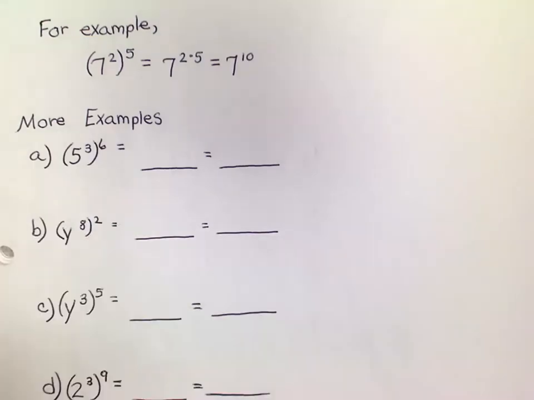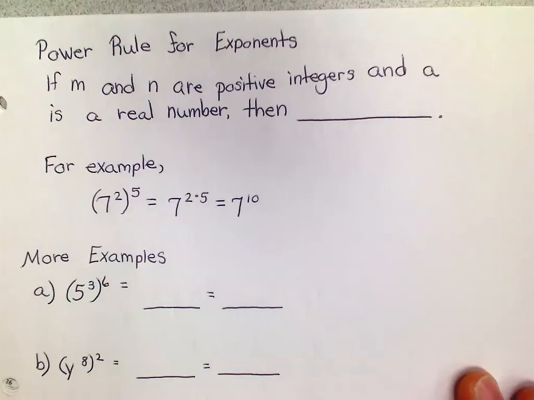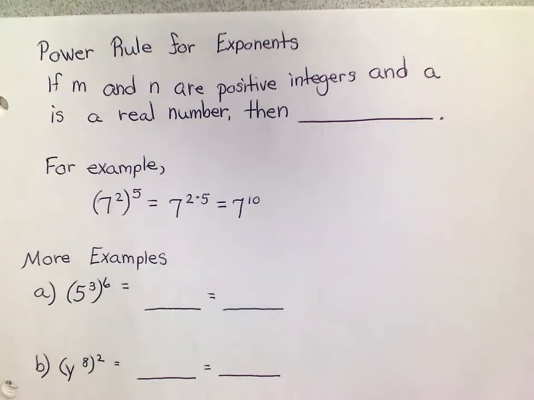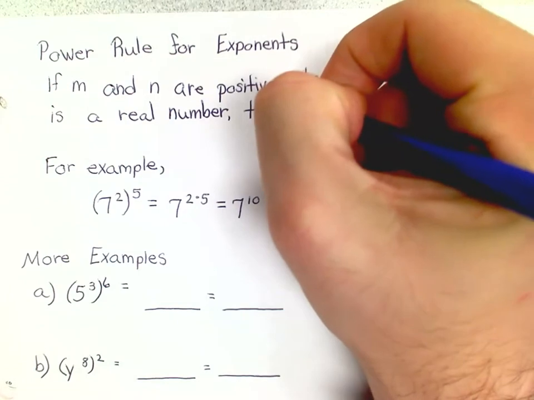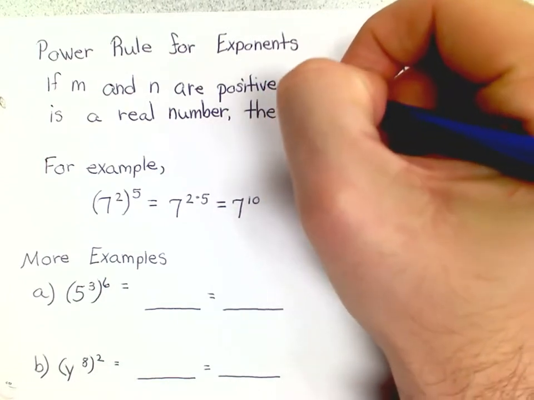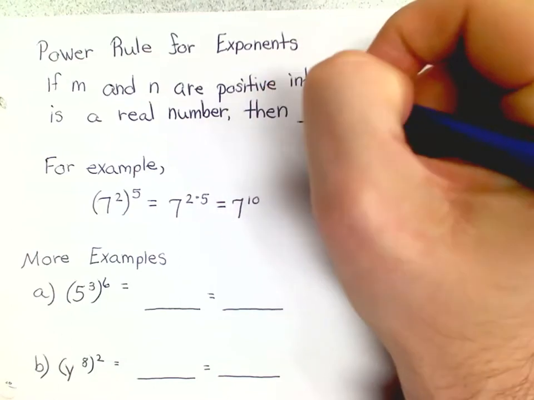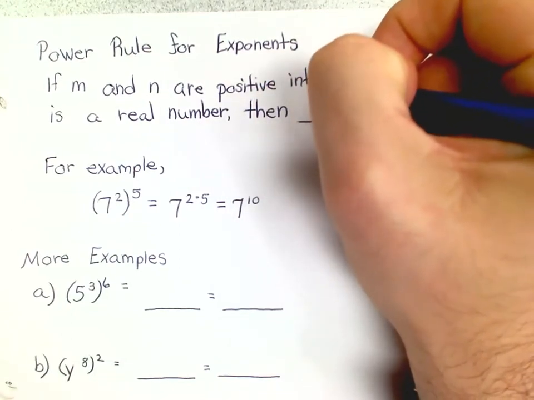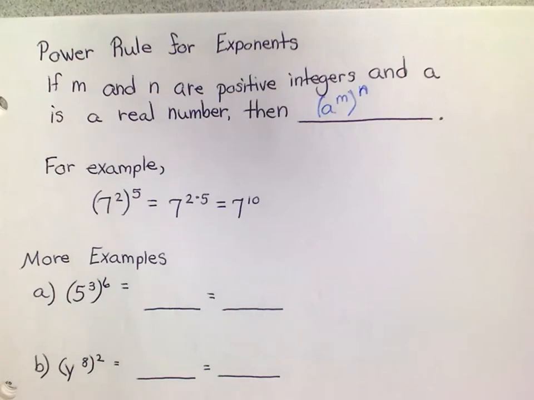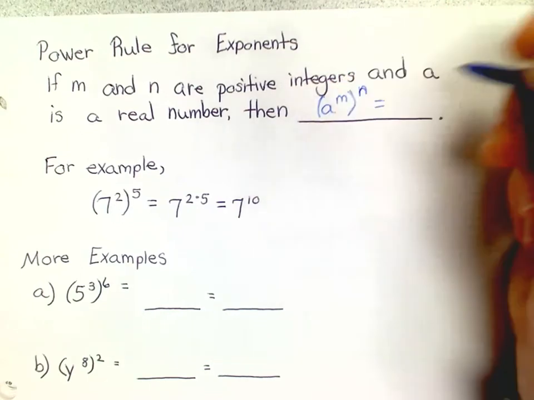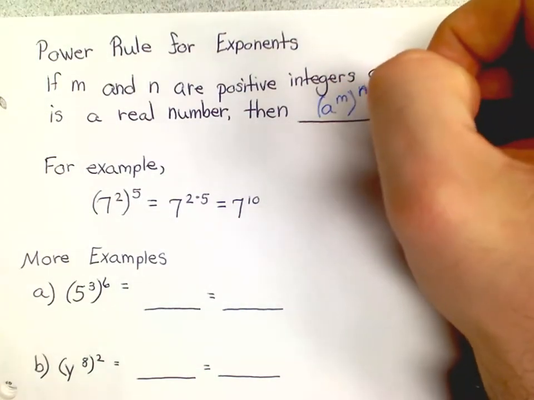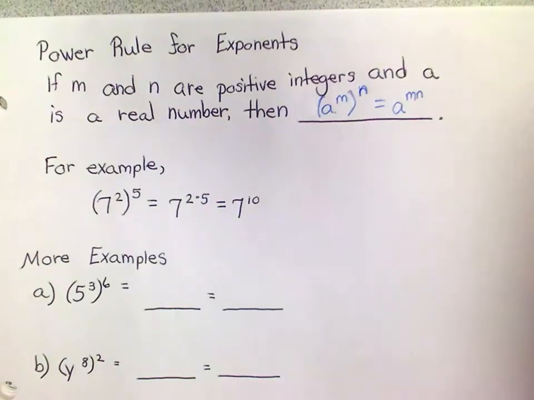Now let's conclude the video with a discussion on the power rule for exponents. That was the product rule we just talked about. Now let's discuss the power rule, excuse me. Okay, for this one, if m and n are positive integers and a is a real number, then we have the base of a with the exponent of m, and that whole expression is going to be raised to the power of n. That's what it looks like generically. Now let's see what it would be equal to. It would be equal to a with the power of m times n.